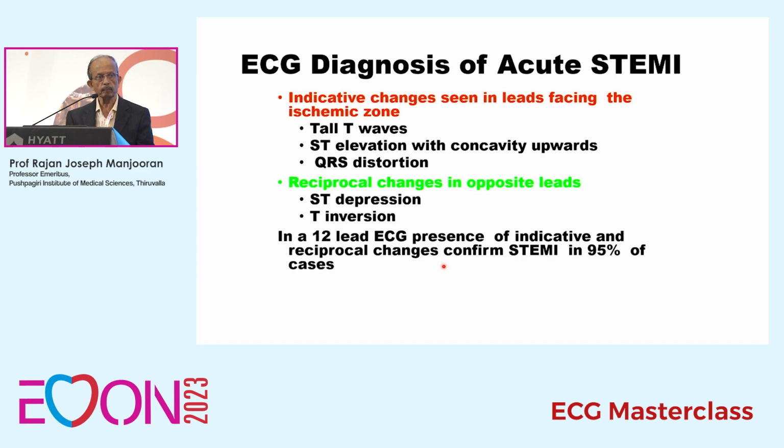And if an electrocardiogram shows both ST segment elevation as well as the reciprocal change, almost 95% it is due to an ischemic event, acute myocardial infarction. But if there is only an indicative change, that is ST segment elevation only, and no reciprocal change, it could be other conditions like myocarditis, it could be Takotsubo cardiomyopathy. There are other conditions where there can be an ST segment elevation. So always look for a reciprocal change, which is ST segment depression seen in an opposite lead.